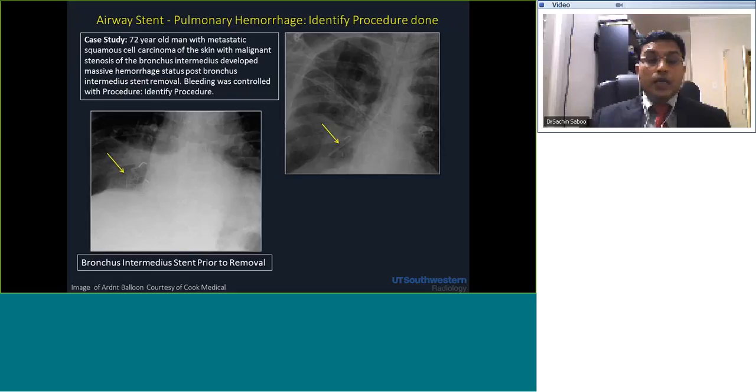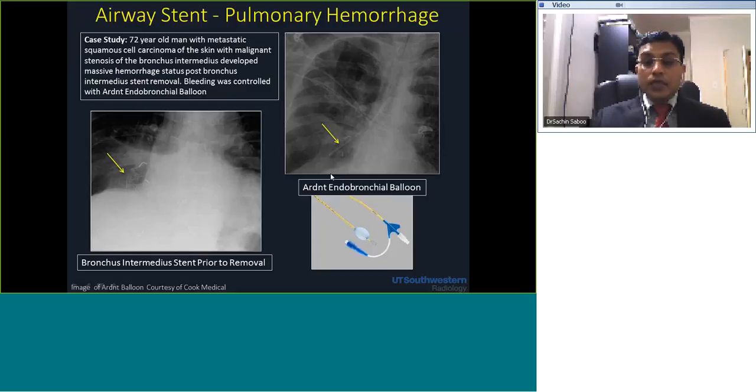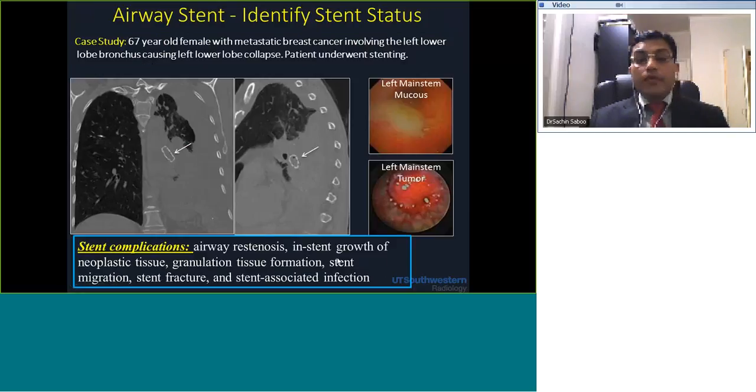Let's take another procedure that was performed in this 72-year-old man with metastatic skin cancer. The patient had metastatic disease to the bronchus intermedius, and a stent was placed, but while trying to remove the stent, the patient developed bleeding, and a bronchoscopic guided procedure was performed to control that. As you can see, the patient underwent an endobronchial balloon placement in the bronchus intermedius, and we can see the image of how it looks. And we'll go over some of the complications that can occur with airway stents.